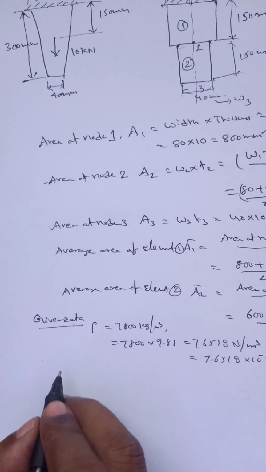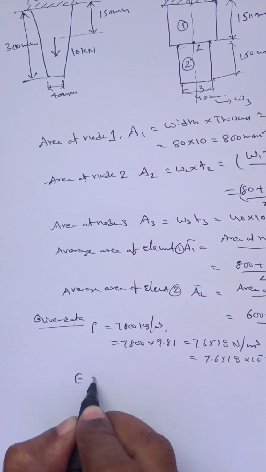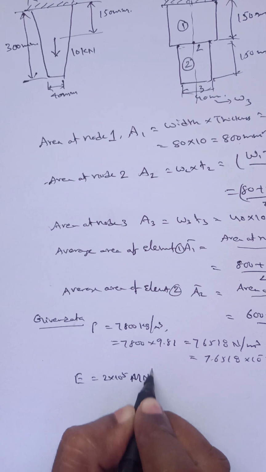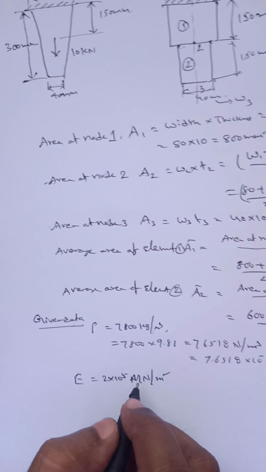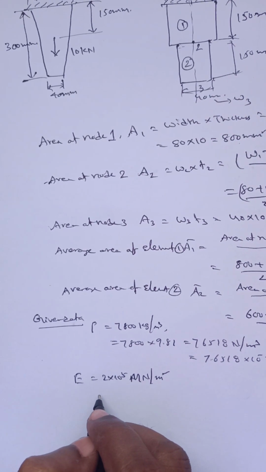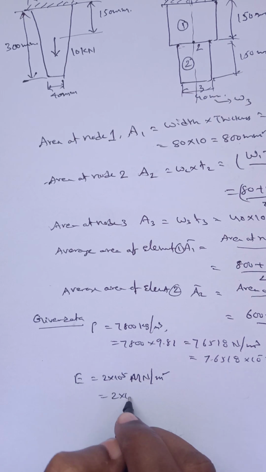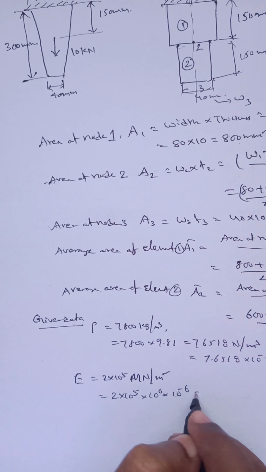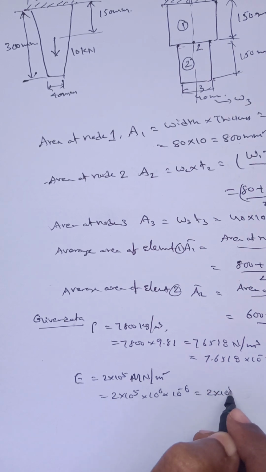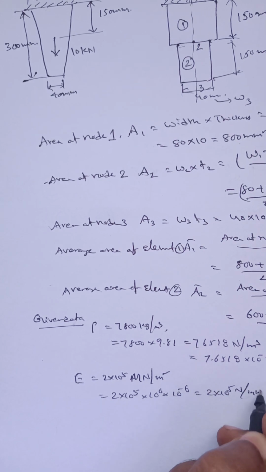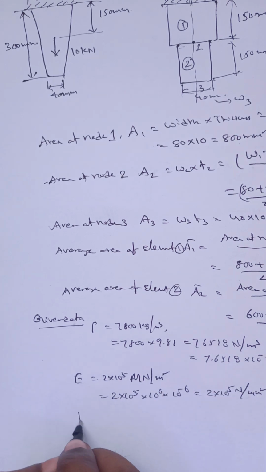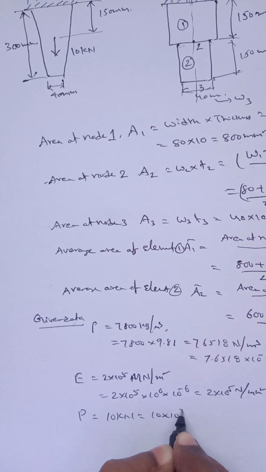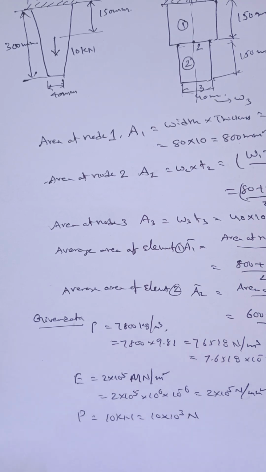Now the Young's modulus. What is its value? 2 into 10 power 5 mega Newton per meter square. This also we have to convert, 10 power 6 into 10 power minus 6. You will get 2 into 10 power 5 Newton per mm square. The load is also given, P equal to 10 kilonewton, that is 10 into 10 cubed Newton.